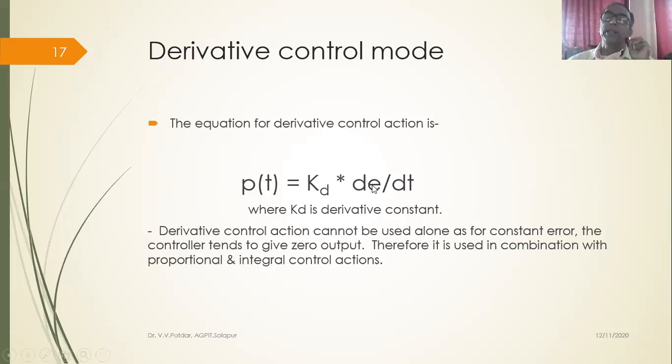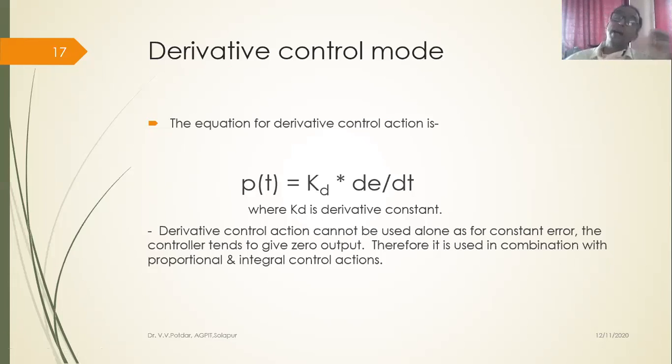If the error is zero, or if the error is constant even, say the error is 2 units constant for the last half an hour, what is the tendency of the derivative controller? It tends to give me zero output because d by dt of a constant value is zero. So derivative control action cannot be used alone. It has to be used in conjunction with proportional or proportional plus integral.